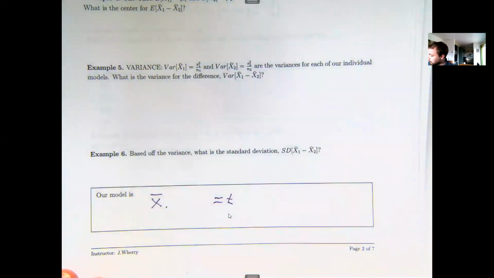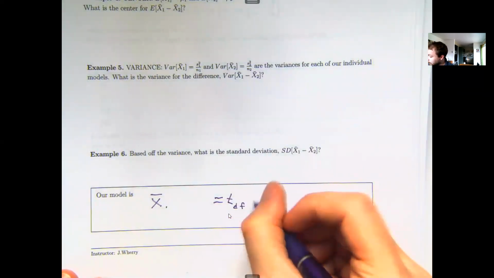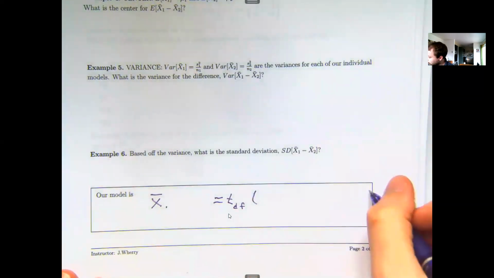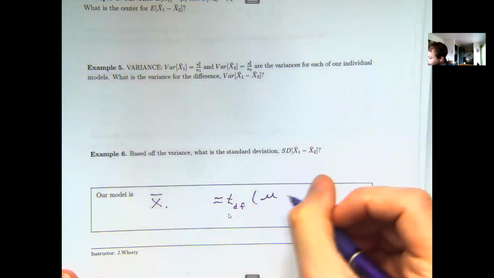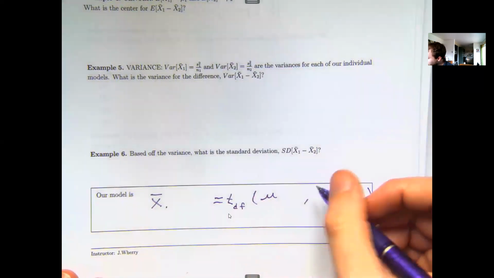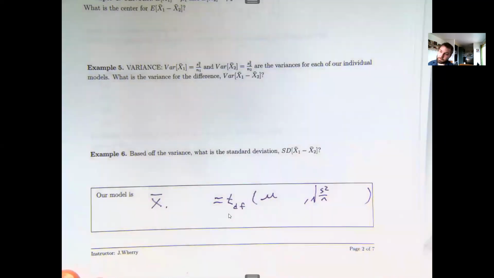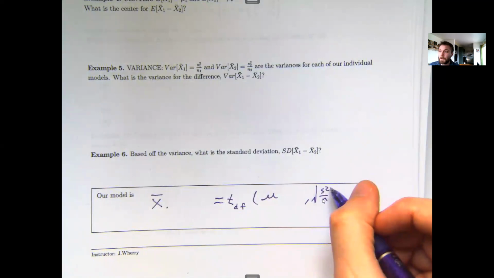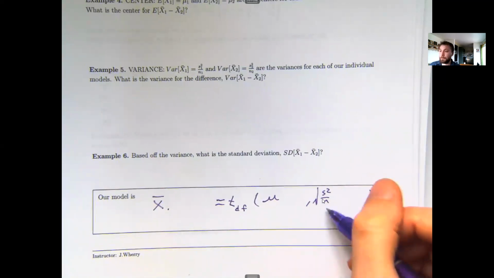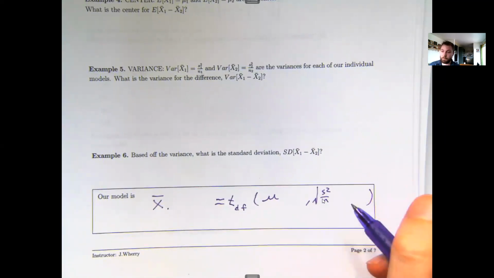X bar has a t distribution with some degrees of freedom. We'll talk about that in a second. Average of mu and a standard deviation of the square root of s squared over n. I'm going to pause there for a second because I know this looks a little bit different than the model that we just had on the last page. But x bar follows a t distribution, center mu, and I used to have s over the square root of n. A quick double check: the square root of s squared is s. This is s over the square root of n. It's the same thing that my model was before.